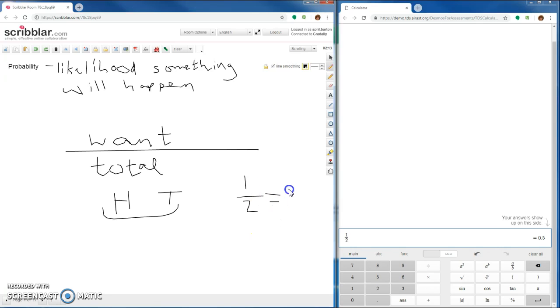So this is the same as 0.5, and to change it to a percent, percents you always multiply by 100, so you would have to times by 100, and so that means we have 50%.